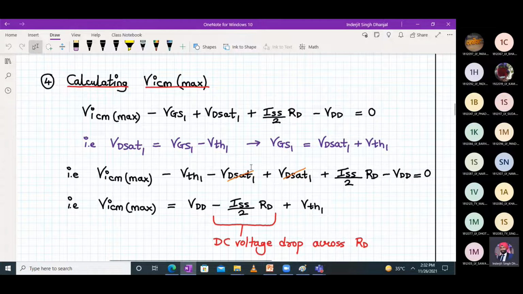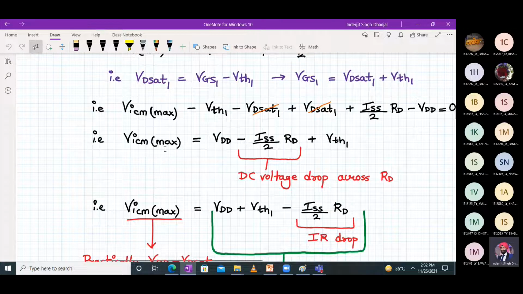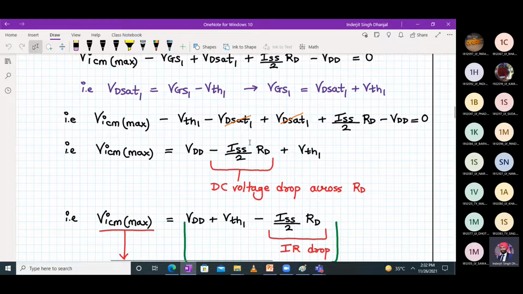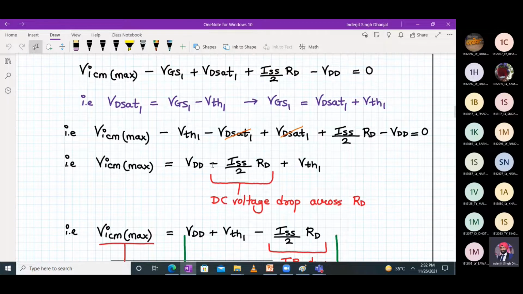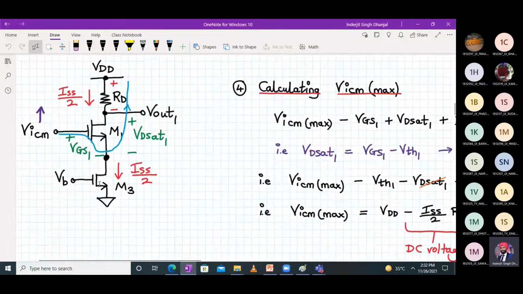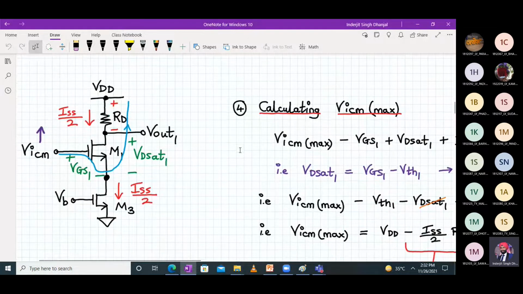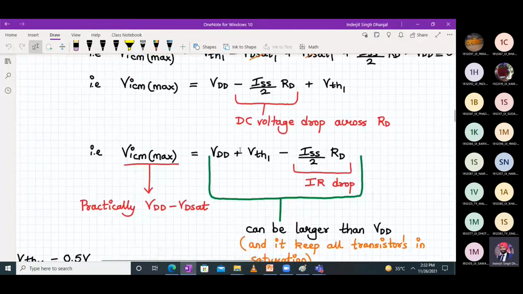From here, the VDSsat terms get cancelled out. So the VICM max value will be VDD minus ISS by 2 into RD plus VTH1, correct? If you see carefully, ISS by 2 into RD is nothing but my DC drop across the resistor RD. So I can rewrite this expression as VICM max equal to VDD plus VTH1 minus ISS by 2 into RD. This is my IR drop.